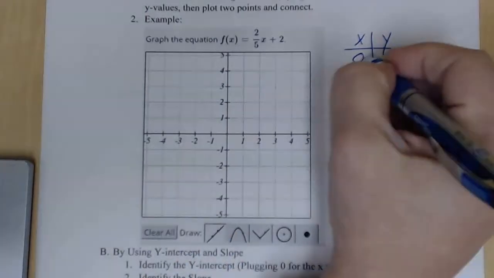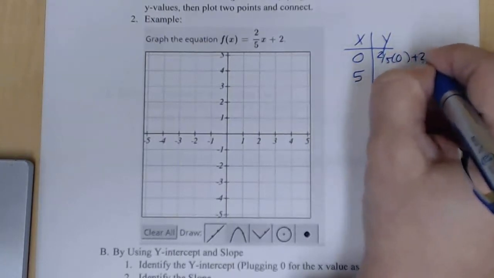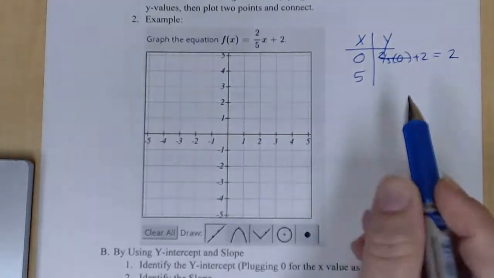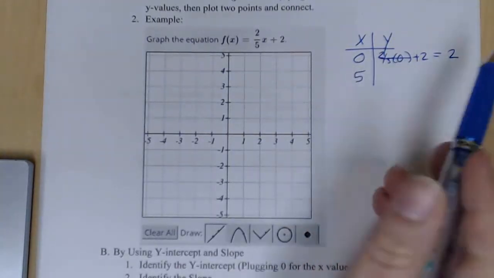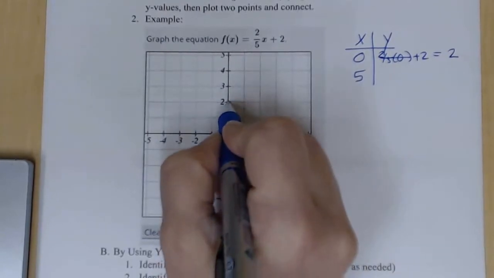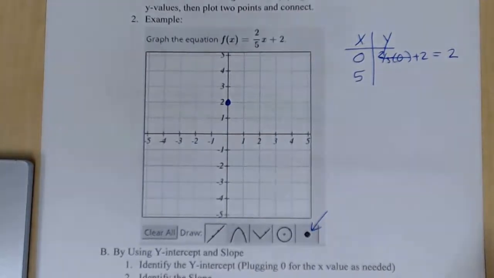So I'm going to plug 0 in to this equation. So that would be 2/5 times 0 plus 2. That goes away. That's 0. So I just get a value of 2. So my ordered pair would be (0, 2). So I'm going to say (0, 2), and plot a point. And you're going to use this tool here to plot your point.